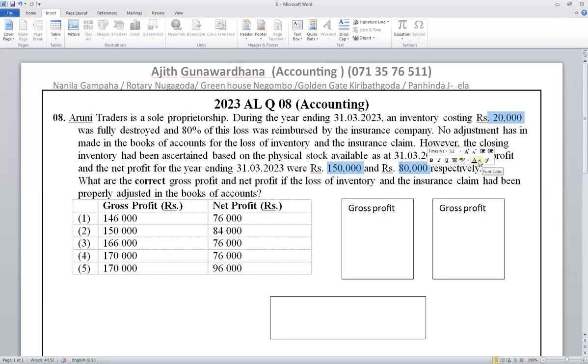And it is given that the insurance company agreed to pay compensation of 80%. They ask: what are the correct gross profit as well as net profit if the loss of inventory and insurance claim had been properly adjusted? First one, gross profit 150,000 as well as net profit is given, 80,000.